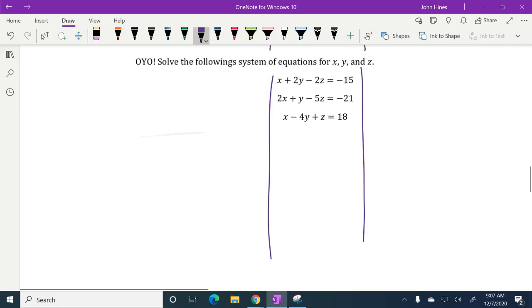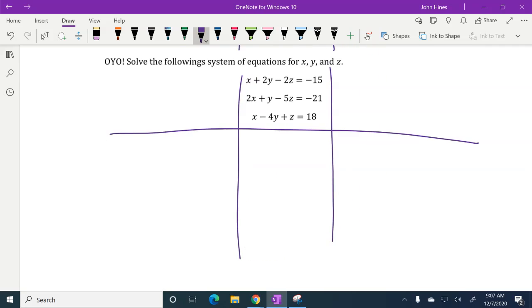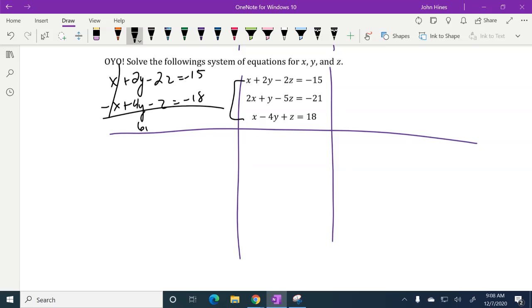Here we go. All right, let's pick 2. I think my x's are the way to go. I'm going to do top and bottom and change the bottom sign. Everybody's sign gets changed. So 6y minus 3z equals negative 33.